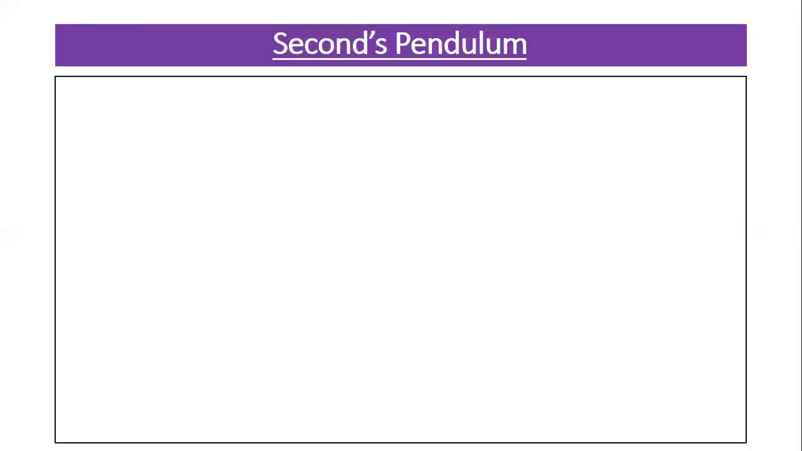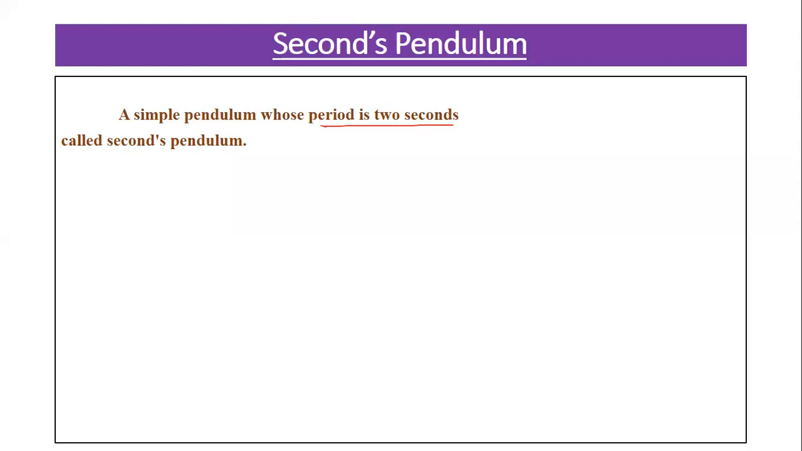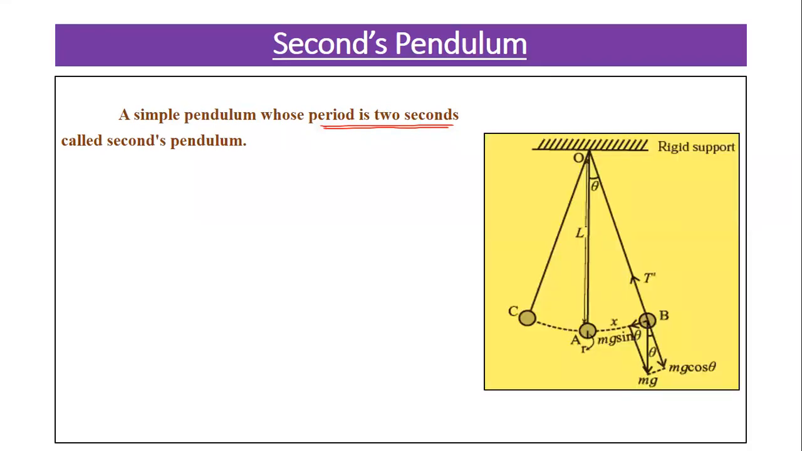Next article is seconds pendulum. What is a seconds pendulum? A seconds pendulum is a simple pendulum whose period is 2 seconds. This is very important. If we consider a simple pendulum and the period comes out to be 2 seconds, then it is called a seconds pendulum. A simple pendulum with period 2 seconds is called a seconds pendulum.